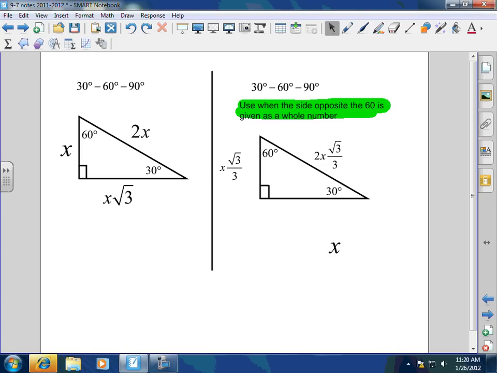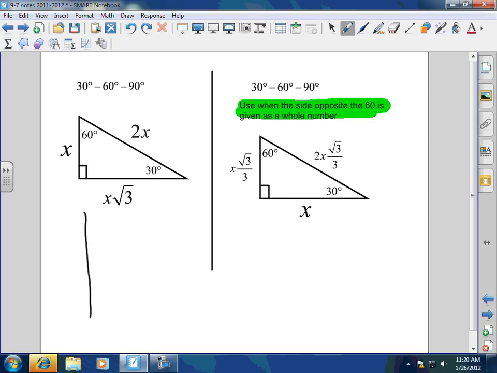When the side opposite the 60 is x, a whole value, the short side of 30 degrees will be that x value times radical 3 over 3, and the hypotenuse b will be 2 times the x value, radical 3 over 3. Again, the easy ones are easy. I'm not going to bother doing an easy one.